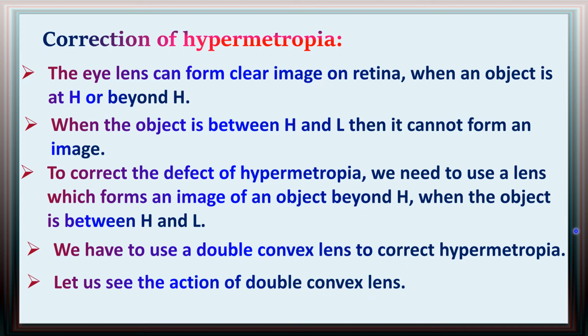The double convex lens will form a virtual image only in one case, when the object is placed between the focal point and the optic center. The convex lens will form its image on the same side of the object, and that is the virtual image. Magnified virtual images will be formed. See here.